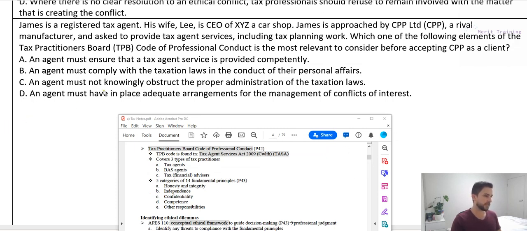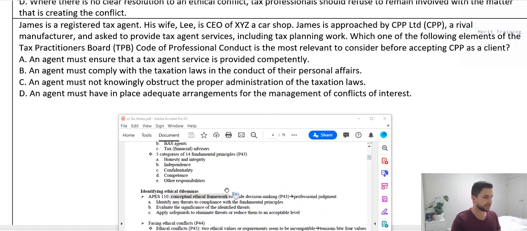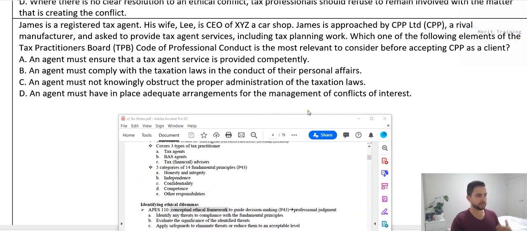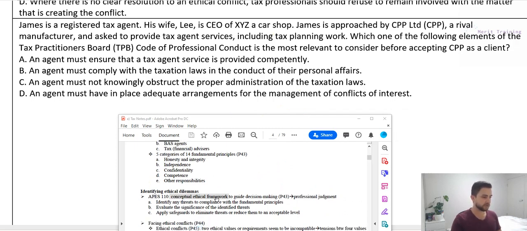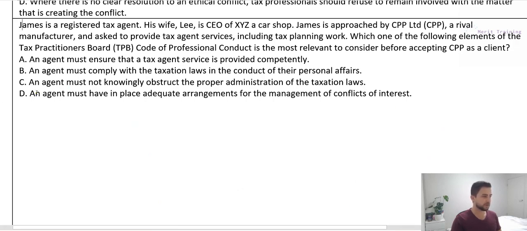And then finally, D, an agent must have in place adequate arrangements for the management of conflicts of interest. So clearly that's going to be the correct answer because that deals with the specifics of this question, which is about conflict of interest. And it also talks about applying safeguards to eliminate threats or reduce them to an acceptable level. So clearly D is the correct answer.